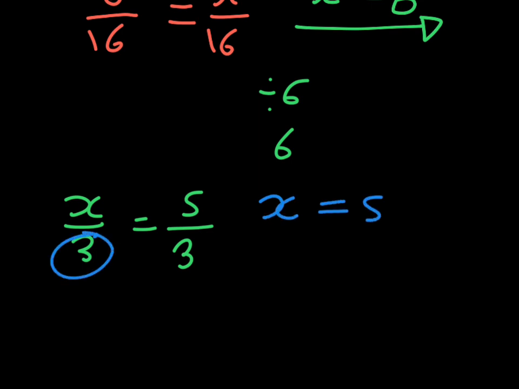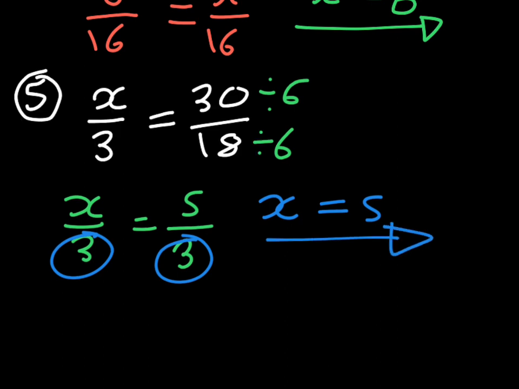Because our denominators are the same, our numerators can then be compared, and because we're told that they are equal, we know that x equals 5. And that's our final answer for question number 5.